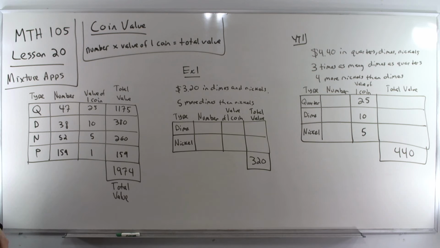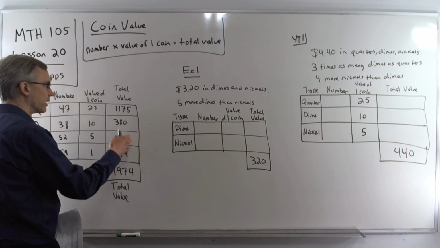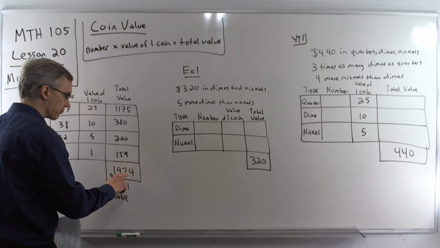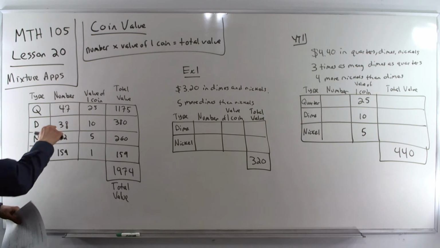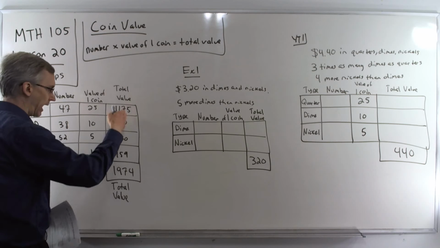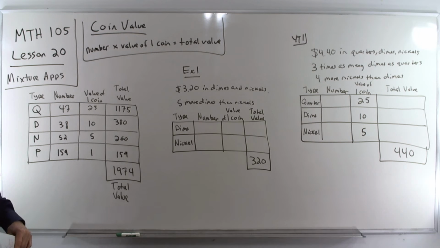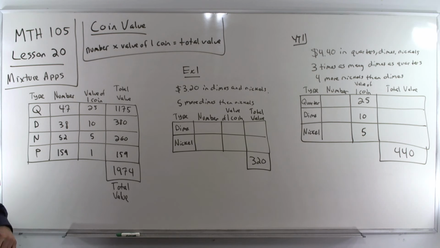And then, once we get the total value of each of the types of coins separately, we're going to add together in this column to get the total value. So keep those two operations in mind: multiplying straight across, and then in that last column, add to get the total. Because those are the two operations we're going to be doing when we set up tables for problems.